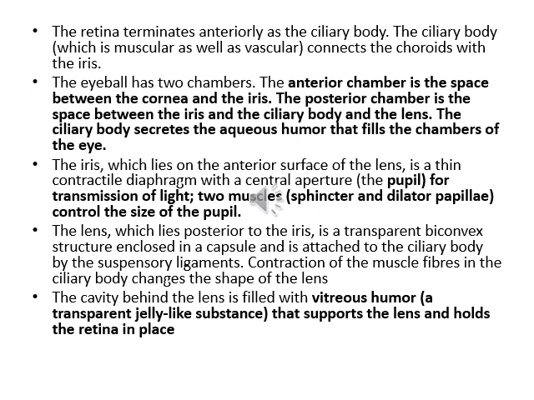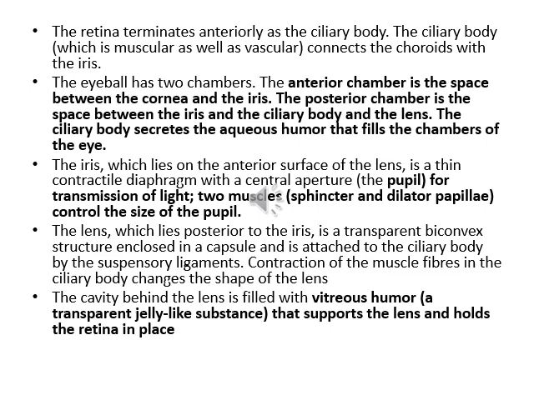The iris, which lies on the anterior surface of the lens, is a thin, contractile diaphragm with a central pupil, as we said, that allows transmission of light, and 2 muscles control the diameter of the pupil, the sphincter and dilator pupillae.